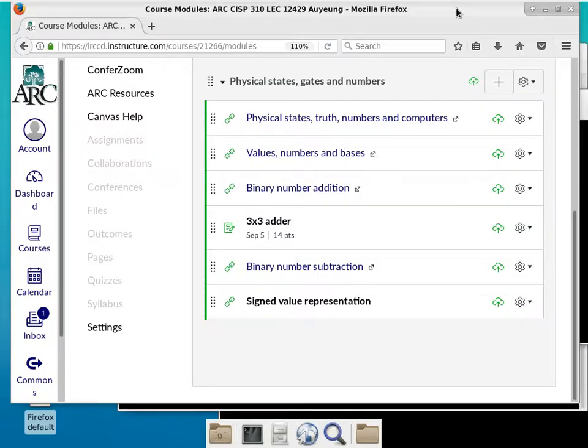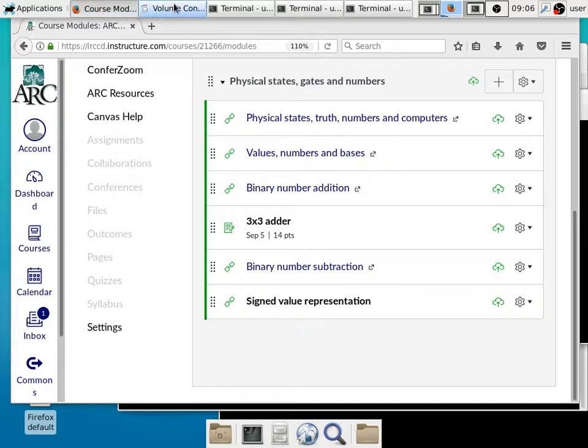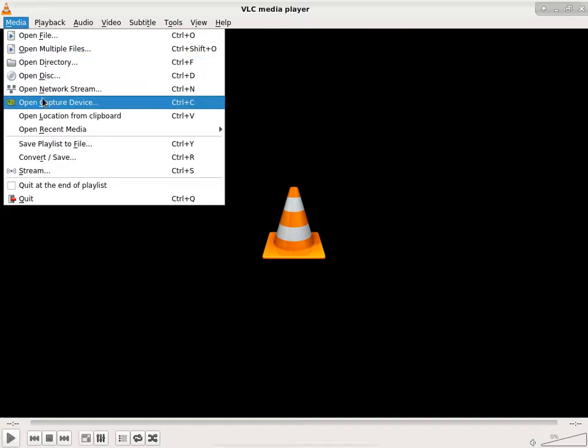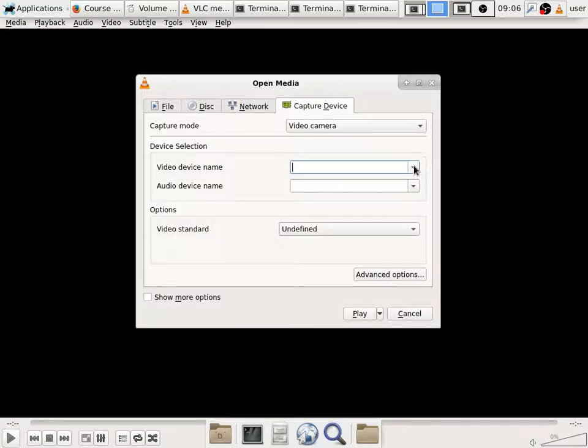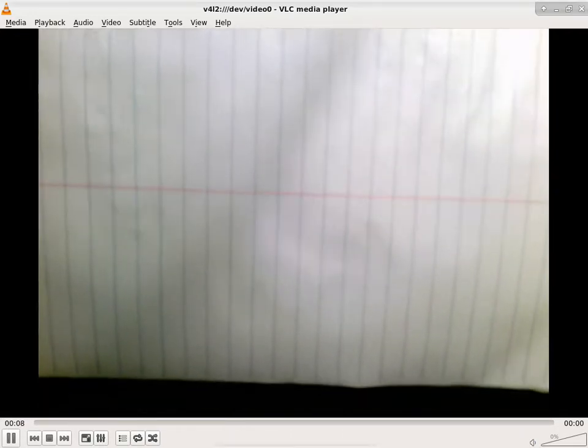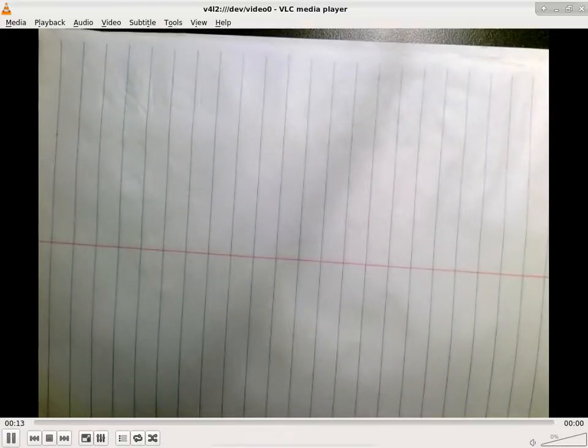Thank you. Let me start VLC one more time and see whether it's hooking up or not, because this is connected. So we'll start one more time. Capture device. Video 0, play. There we go. Okay, excellent. And I'll get it all focused. There you go.